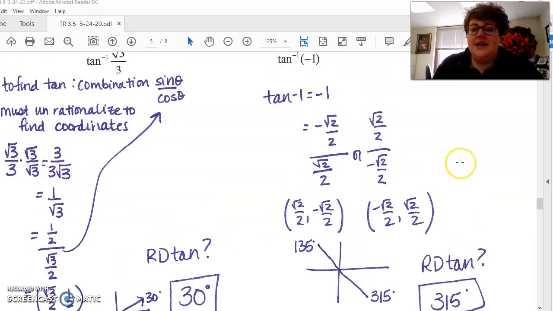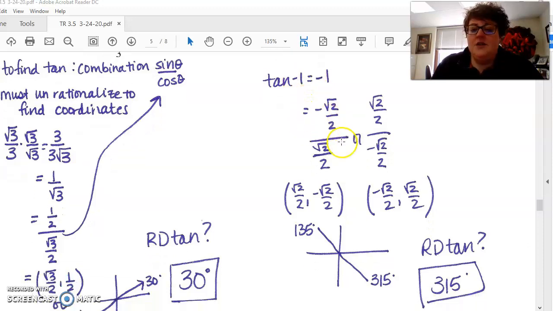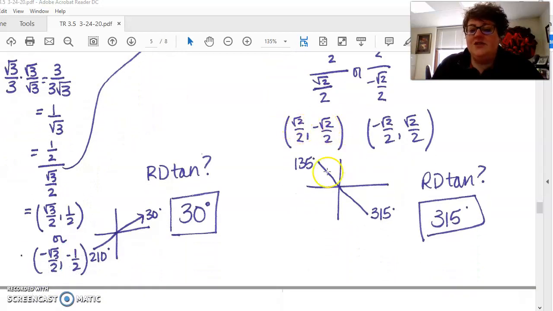And then the same idea as tangent of -1. Where is tangent 1? Well, that means the sine and cosine have to be the same, so that's going to be our 45. So one's negative or the other's negative, so 315 or 135, which one falls within the restricted domain of tangent? And again, tangent is first and fourth, so that's where the 315 is coming into play.